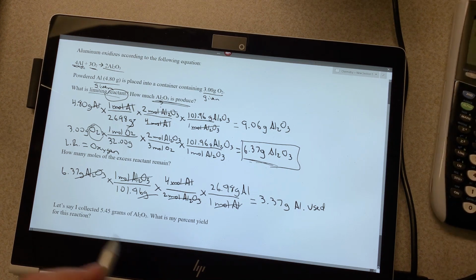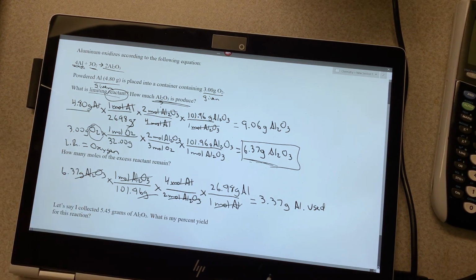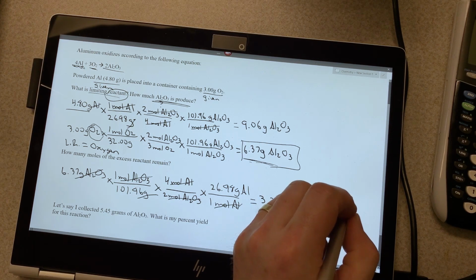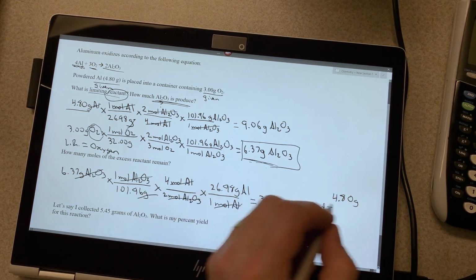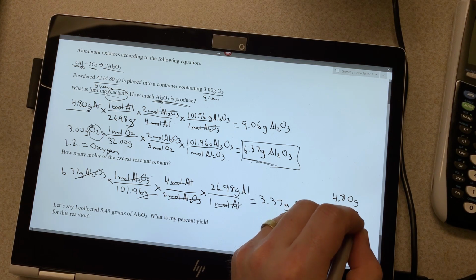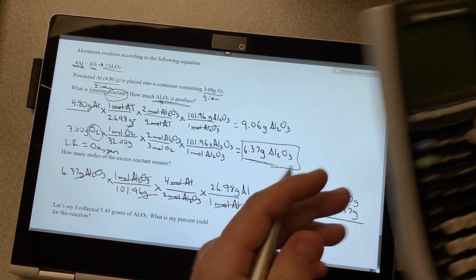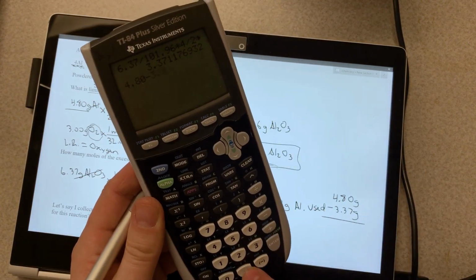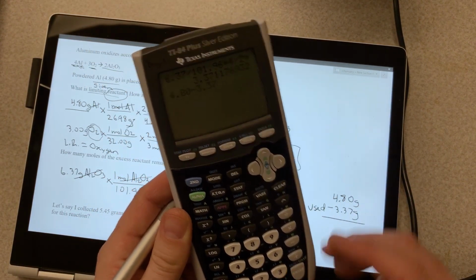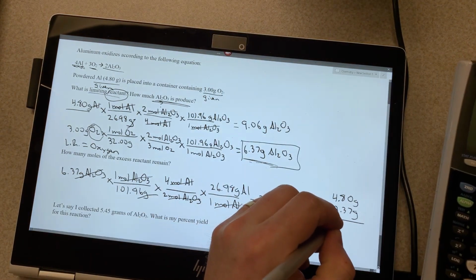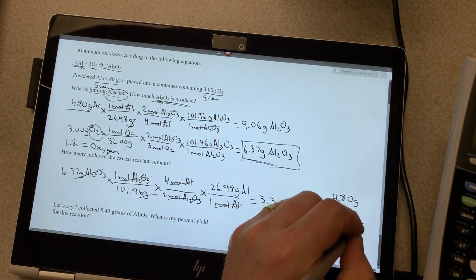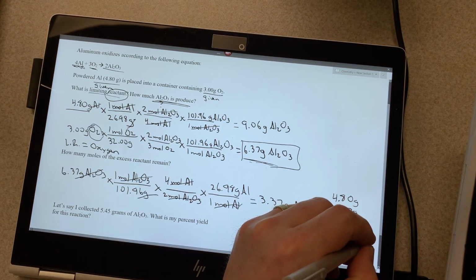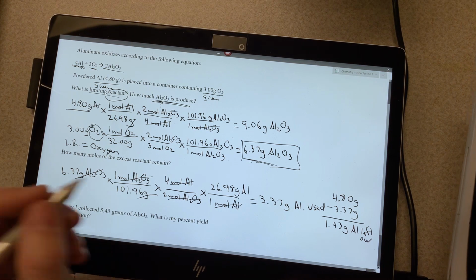used. Okay? Now, I started off with 4.80 grams, right? So 4.80 grams minus 3.37 grams, right? 4.80 minus 3.37, right? I get 1.43 grams of aluminum left over, right?